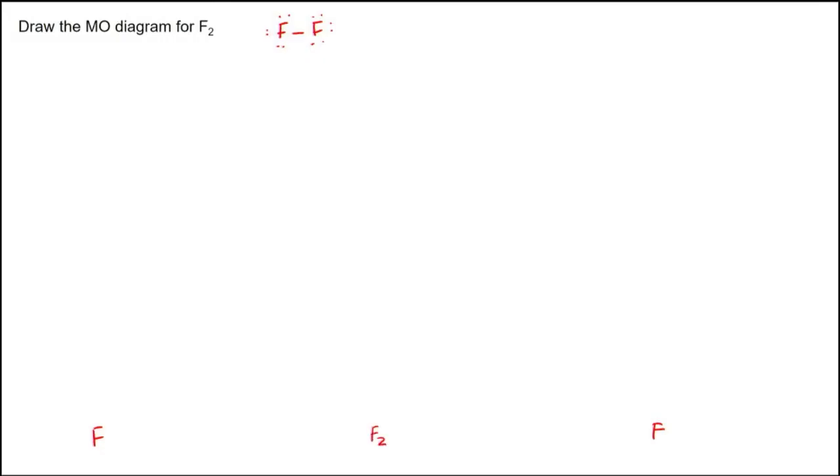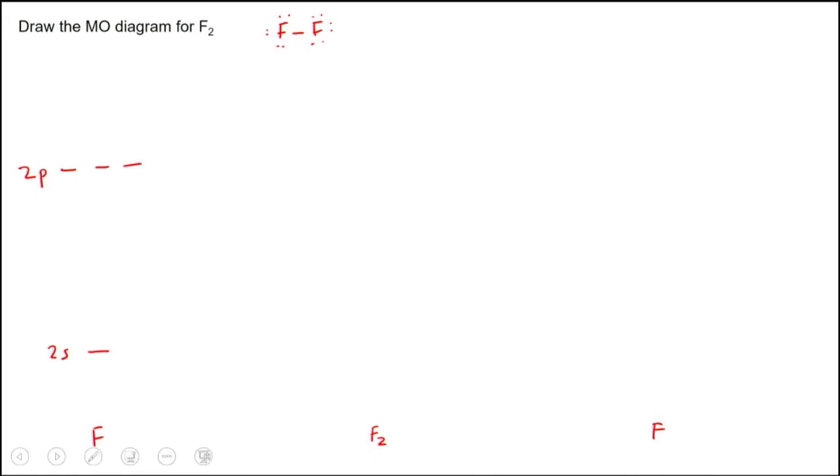So the first thing we want to do is draw out the atomic orbital energy diagram for each one of the fluorines. And we only need to do the valence shell, right? We don't have to worry about the 1s orbitals. We're only going to be concerned with the 2s and the 2p. So I'm going to have my 2s for fluorine down here, and then up here I'm going to have my 2p for that fluorine.